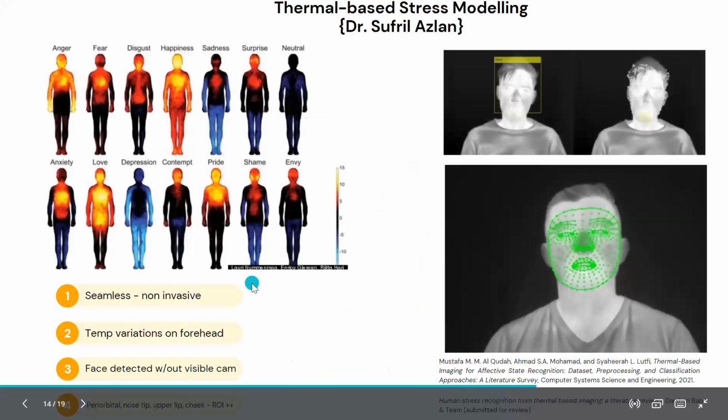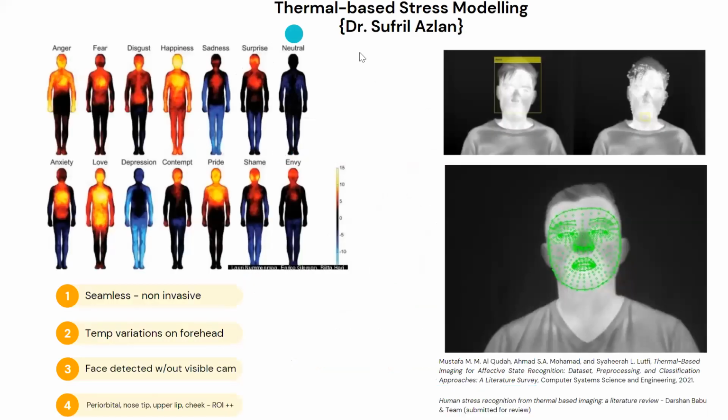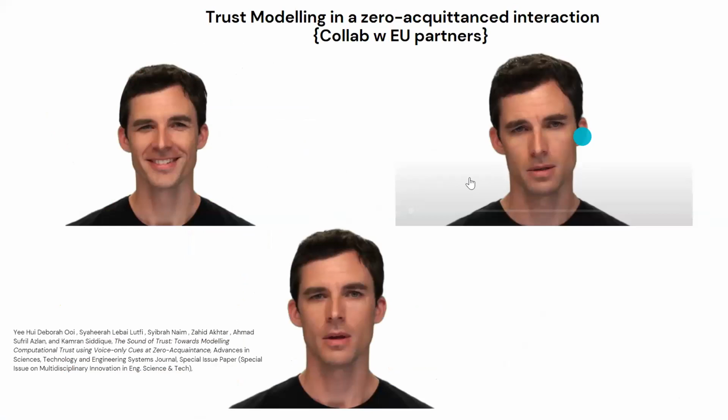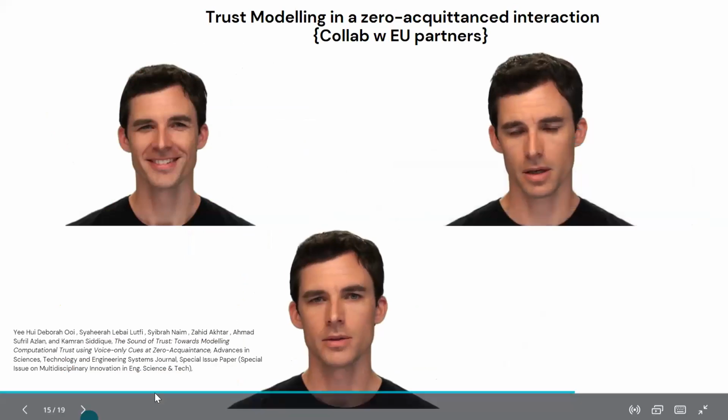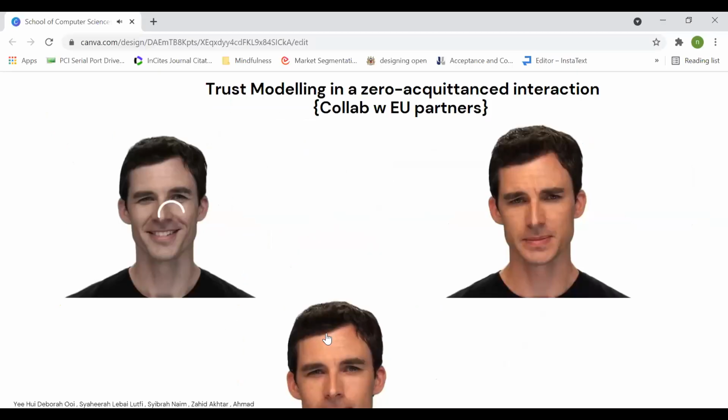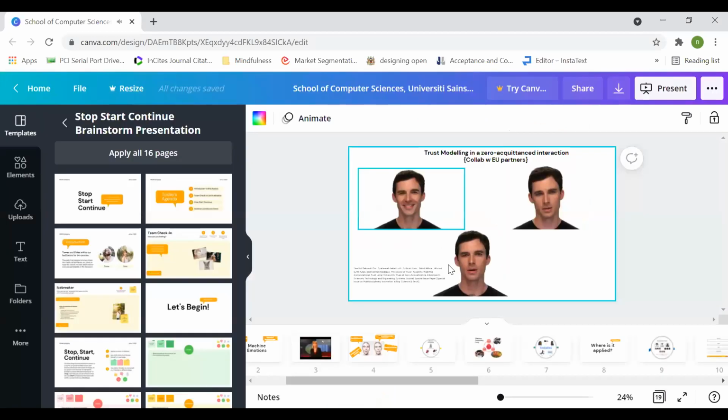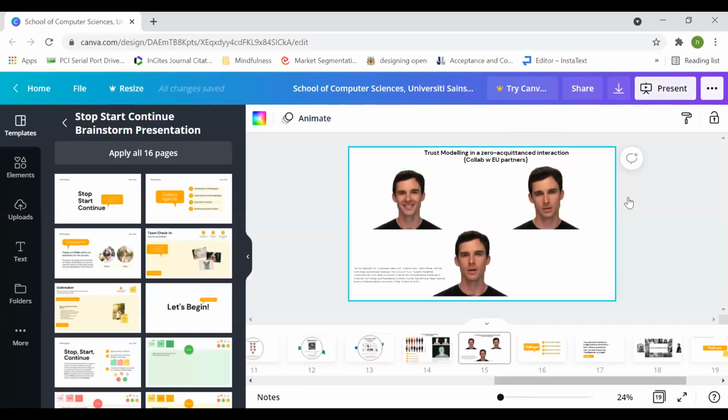This is one of the newest work. Probably you can't see the name. I have the title up here. Sorry. Are you able to see the screen? Yes. Sorry. Very clear.